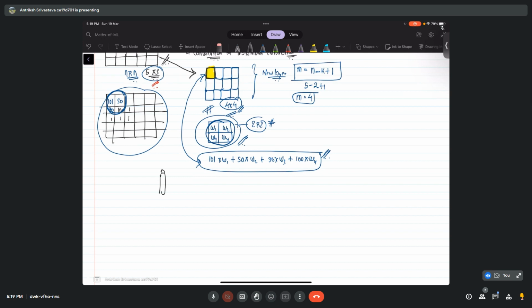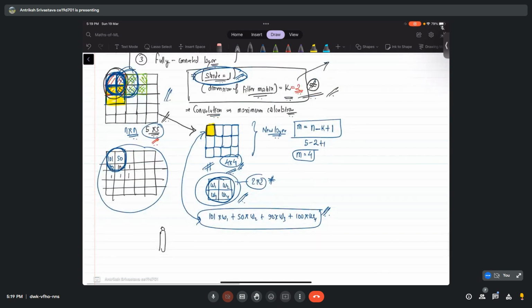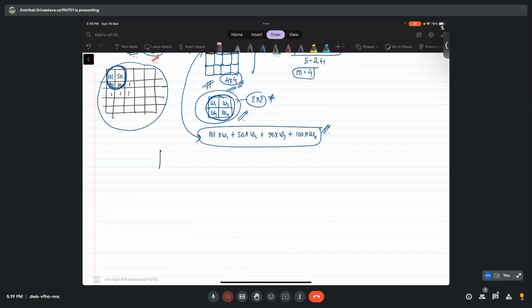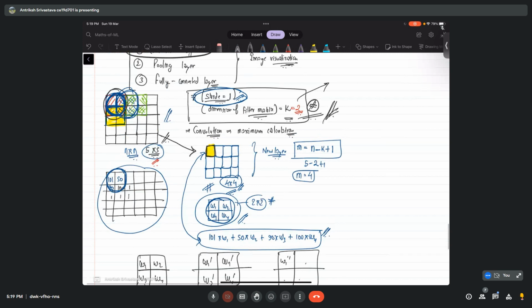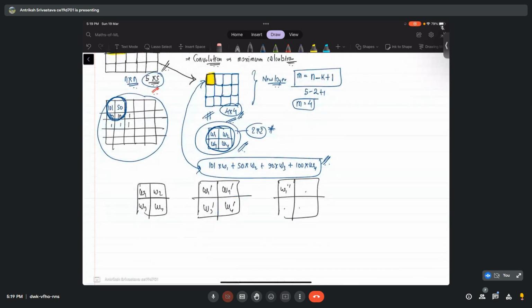You create another matrix, same 2 by 2, and you train that matrix, because that matrix will have different weightages. Let's say this bottle matrix has W1, W2, W3, W4, and the plant matrix has W1 dash, W2 dash, W3 dash, W4 dash, and the face matrix has W1 double dash, and so on. So you can use multiple filters to identify multiple objects in the same image at the same time.